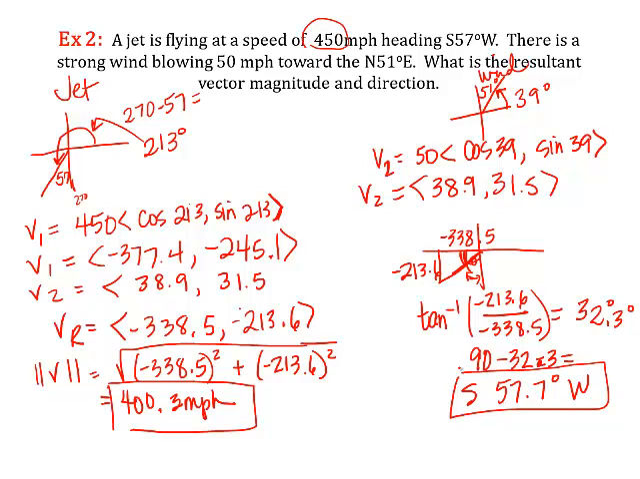So you'll notice that the resultant angle is not all that different than what it was to begin with. However, the speed is changed. It was flowing 450 miles an hour, but this wind is slowing it down to 400 miles an hour. So that's what resultant vectors do.